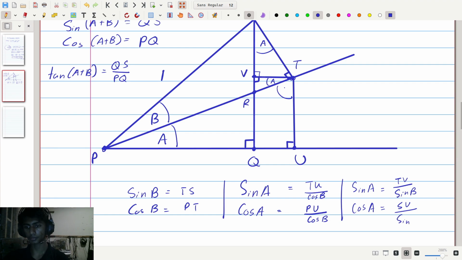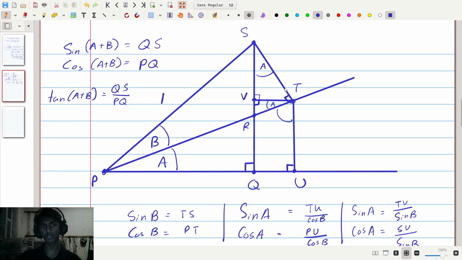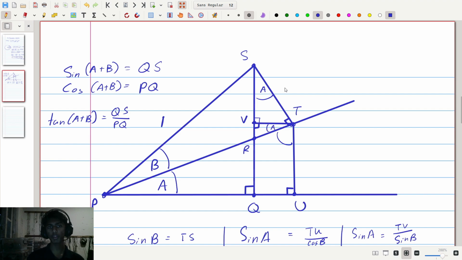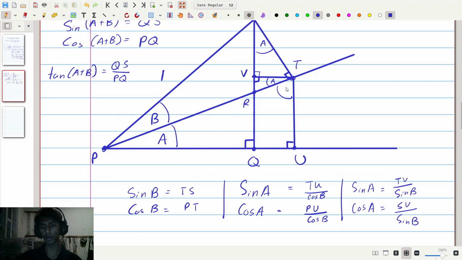So that's that. Now we have all the tools we require. All we need to do is to express sine of A plus B, which is QS, cos of A plus B, which is PQ, and tan of A plus B, which is QS divided by PQ, in terms of the side lengths that we've already found. We found TS, PT, TU, PU, TV, and SV. We've equated them to sine and cosine of A and B, which are known.